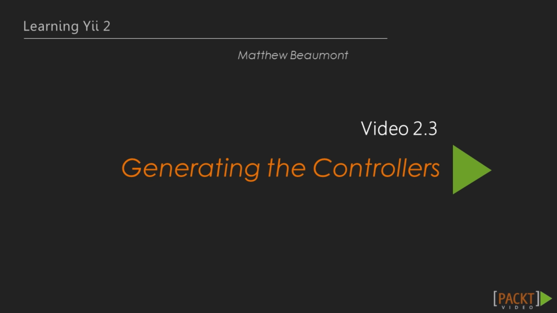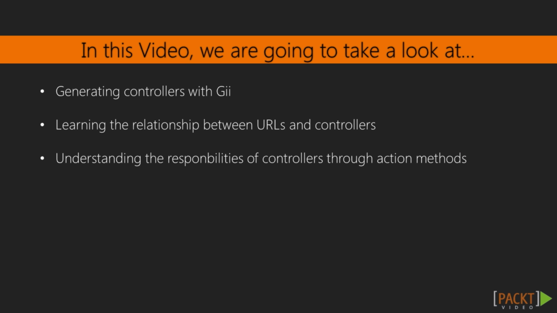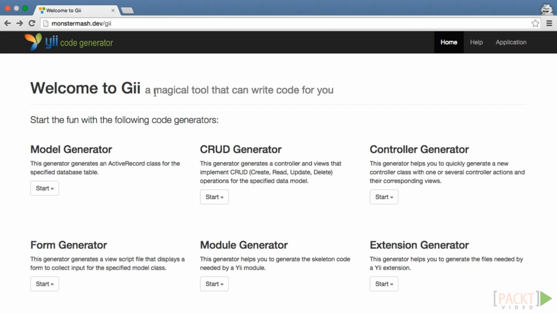Welcome to the third video of this section, generating controllers. In our previous video, we learned how to generate models using Guy, and then explored some of their features. Now, we're going to do the same thing with controllers. We'll use Guy's CRUD generator to create controllers and views for our monster test object, learn how to tell what controller is being used on a particular page of our application, and then understand some of the common tasks that controllers perform. Go ahead and open up Guy again, and click the Start button under the CRUD generator.